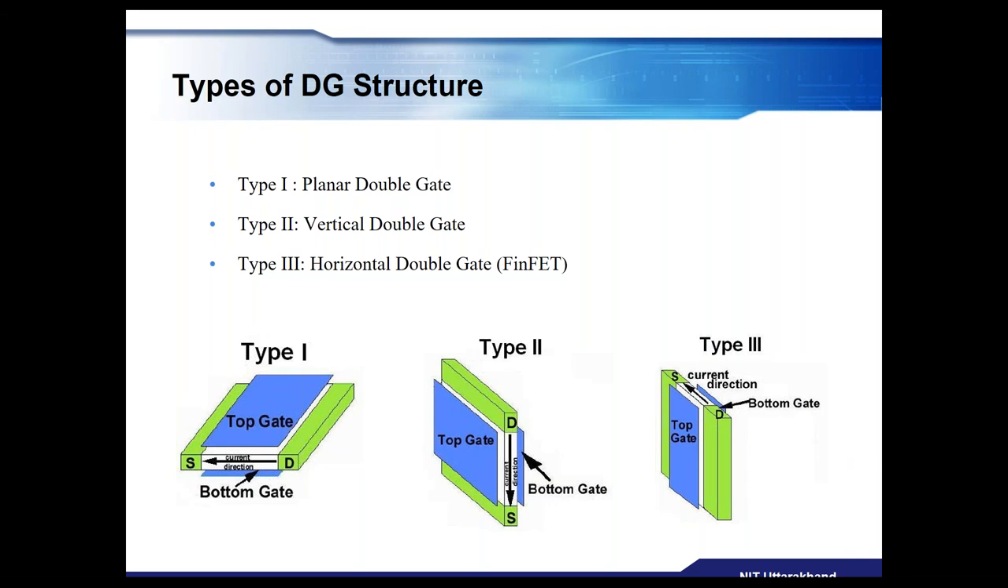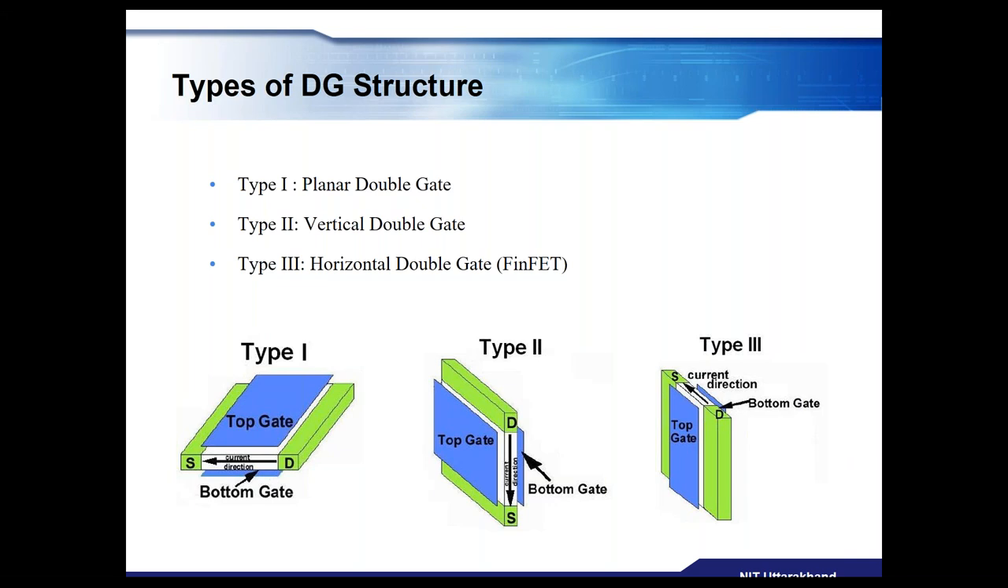So the structure is like this: the planar double gate device is type one, the vertical double gate device is this way, and then the type three device. In type one device, you have seen that the top gate is fine, source is fine, drain is fine, but the fourth terminal is under the top gate, or you can say it is inside the substrate. Then how can you take it out? And in type two devices, the same problem is with the source or the drain. The top gate is open to all, bottom gate is open to all, drain is open to all, but the source is not.